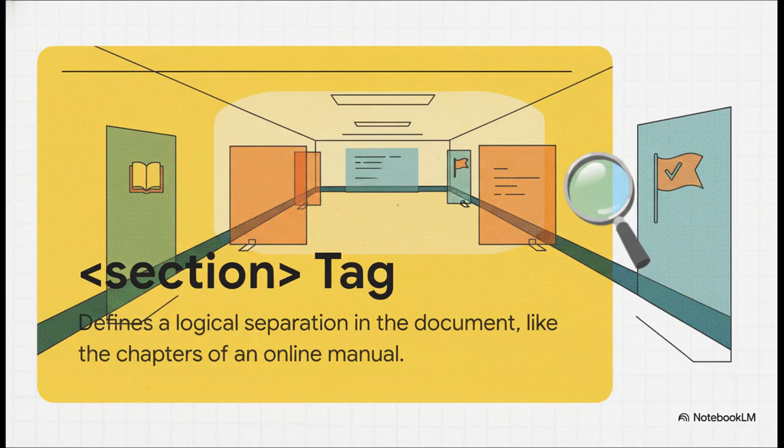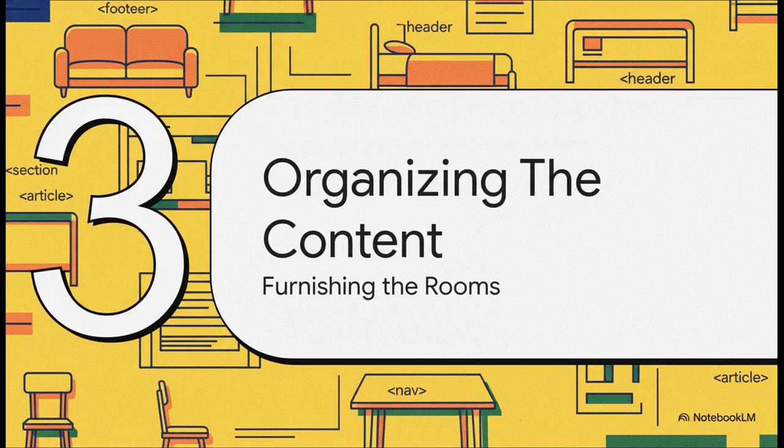So you could have a section for the introduction, another for the main story, and a third for the conclusion, all organized neatly inside that one article. Okay, so we've built the main structure of our house. We've got a roof, a foundation, and some rooms. Now it's time to actually furnish those rooms and make them useful.